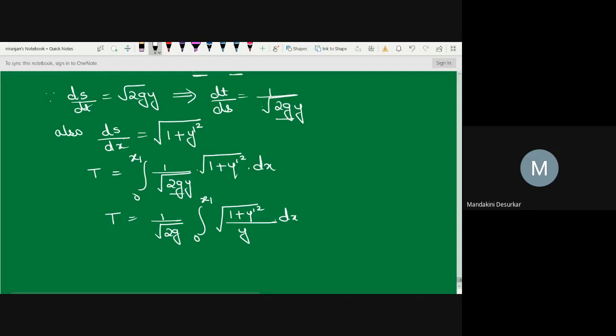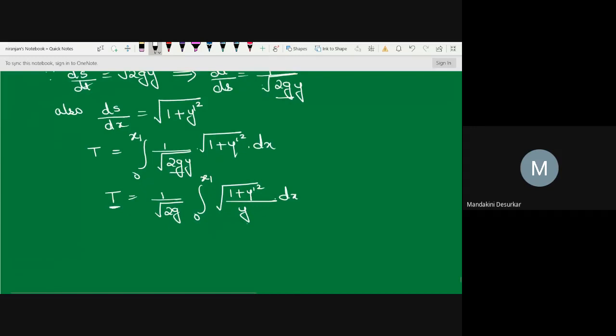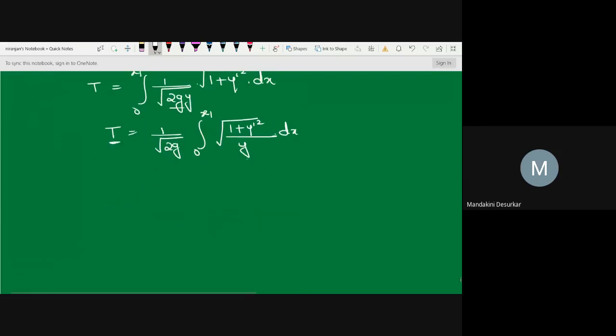We need to find the value of y of x such that T is minimum. Again it comes under Euler's equation. We have to use calculus of variation. So we need to find y of x such that capital T is minimum. So what do we use? We will use Euler's equation.